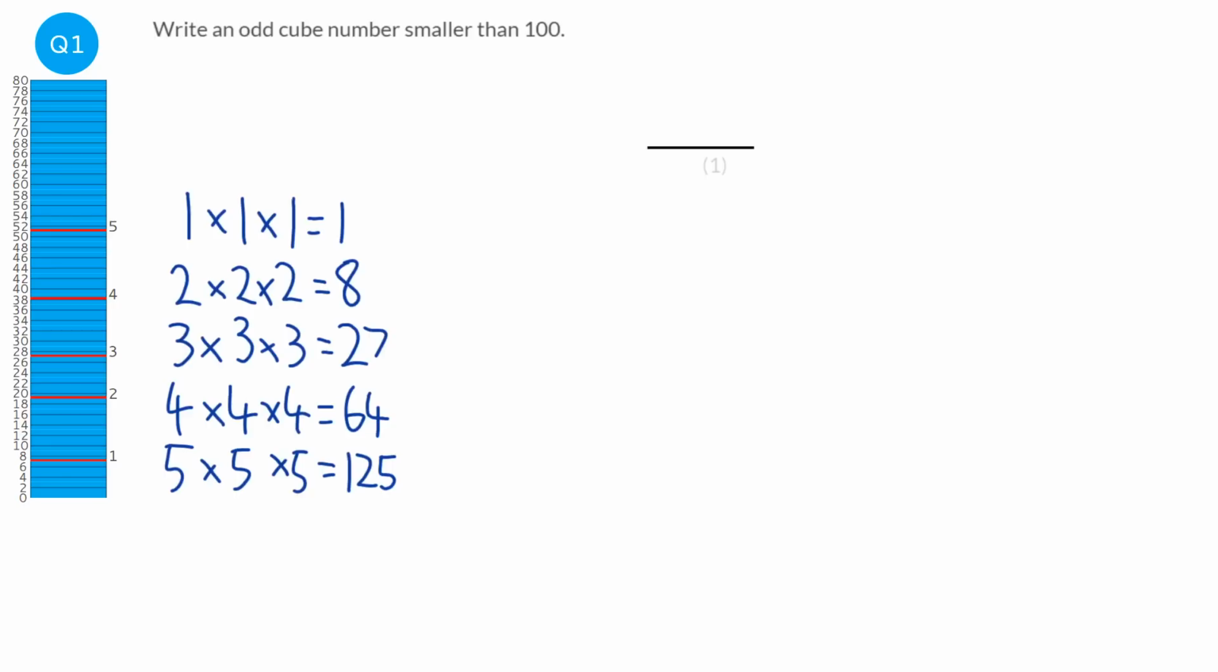And this question's asked us to find an odd cube number that is smaller than 100. So it has to be odd, so that gets rid of the 8 and the 64. And it has to be smaller than 100, so that gets rid of the 125. So I can either write down 1 would be a fine answer, or 27. I'm going to go for 1.